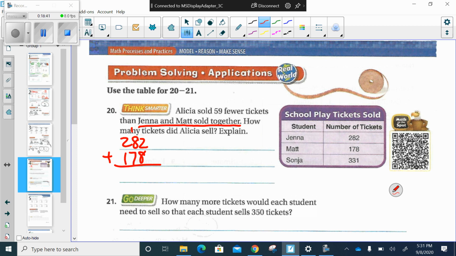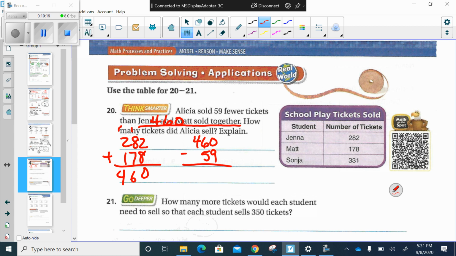So 2 plus 8 is 10. 8 plus 7 is 15. Plus 1 is 16. 2 plus 1 is 3. Plus 1 is 4. Jenna and Matt together sold 460 tickets. Now, Alicia sold 59 fewer tickets than the other two did combined. So we take the 460, it's fewer, so we're going to subtract. Okay? So let's look at this. If you look at it, you can tell it's going to be 401.